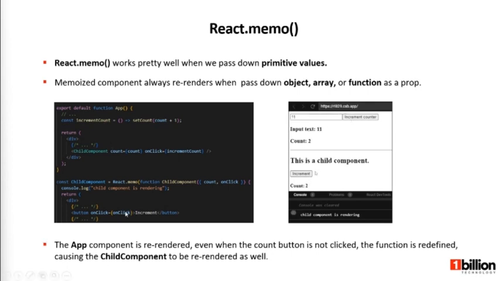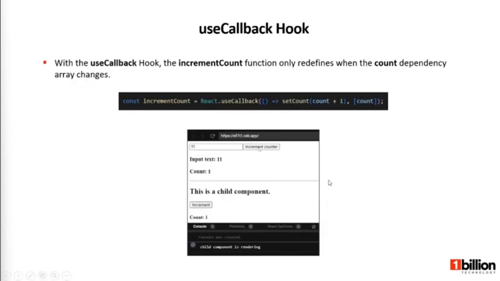When the app component re-renders, even when the count button is not clicked, the function is redefined, making the child component also re-render. So to prevent the function from always being redefined, we will use the useCallback hook that returns the memoized version of the callback between renders. Take a look at the following code and the GIF. With the useCallback hook, the increment count function is redefined and the child component rendered only when the count dependency array changes.